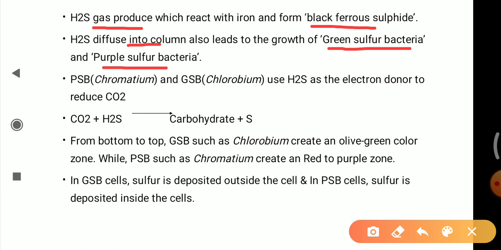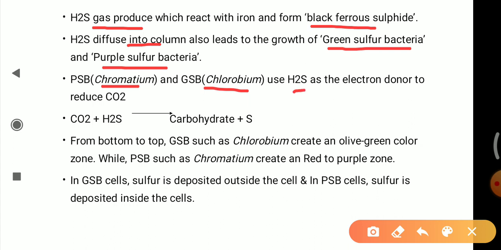They are anoxygenic photosynthetic bacteria, that is, green sulfur bacteria and purple sulfur bacteria. The H2S that has diffused in the column allows the growth of green sulfur bacteria and purple sulfur bacteria. An example of purple sulfur bacteria is Chromatium, and examples of green sulfur bacteria include Chlorobium.